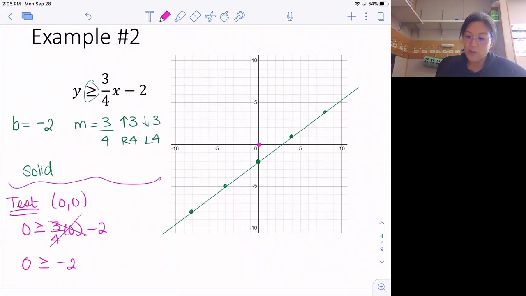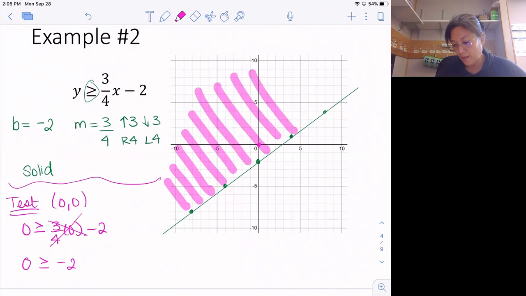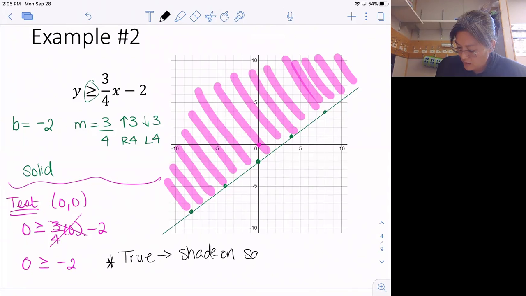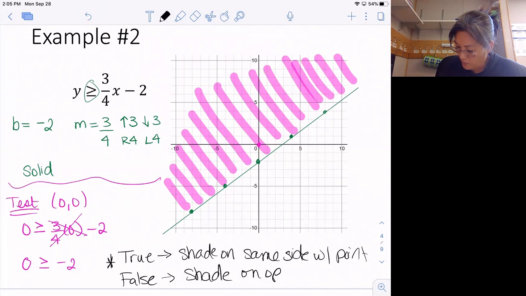You're right, it's true. So that means I need to shade on the same side of the line as the 0, 0. So that is above the line. So just to reiterate: true, shade on same side with point; false, shade on opposite side of line.